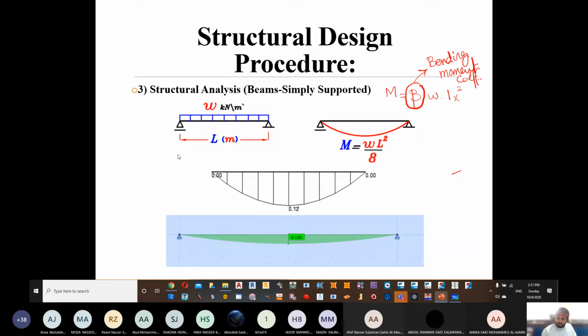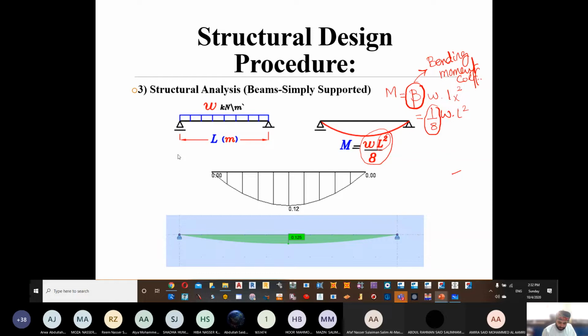Okay, so what is the bending moment coefficient for a UDL on a simply supported beam? According to the equation we have W, and we have L square. So how much is the value of the bending moment coefficient? Our bending moment coefficient is going to be 1 over 8.